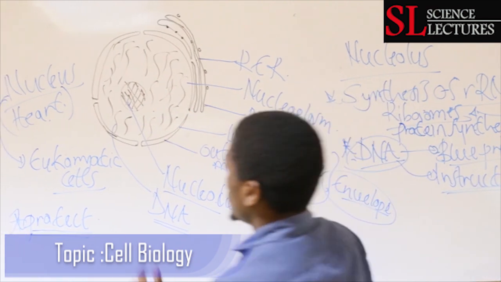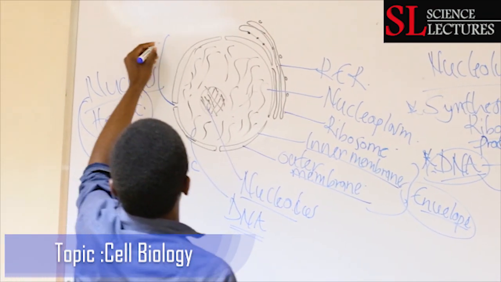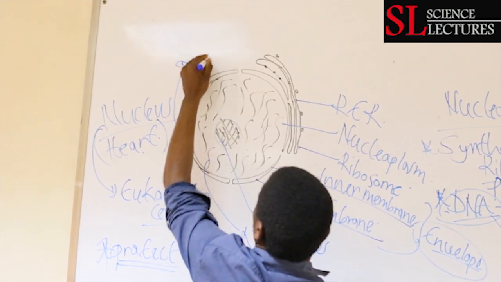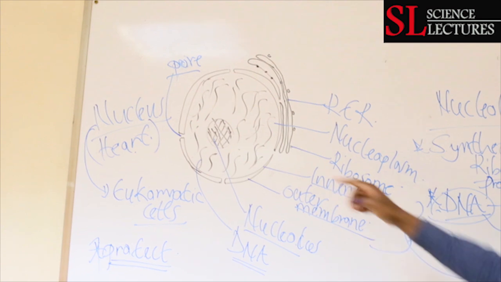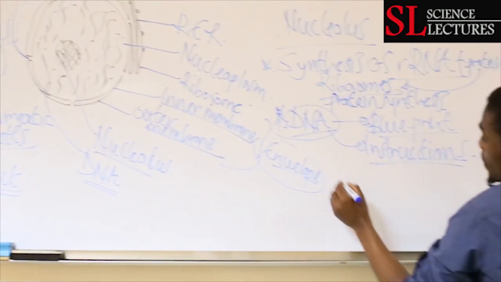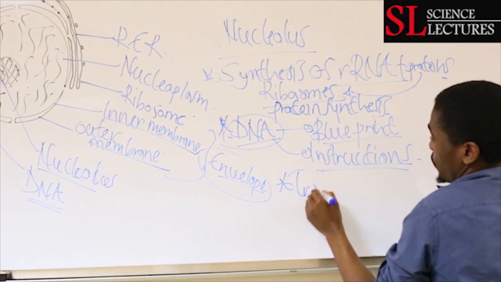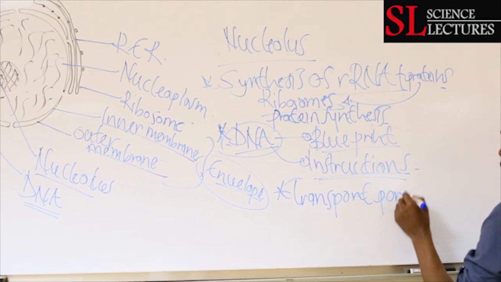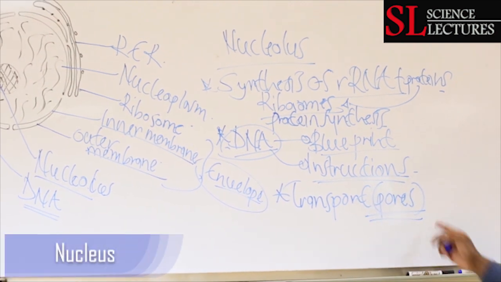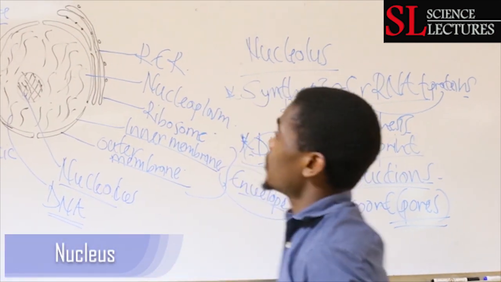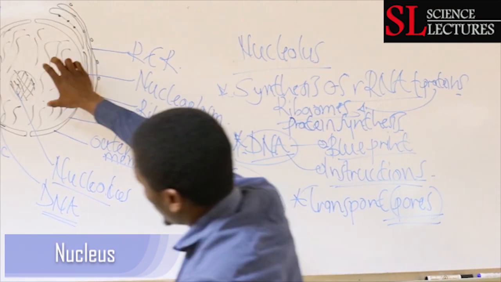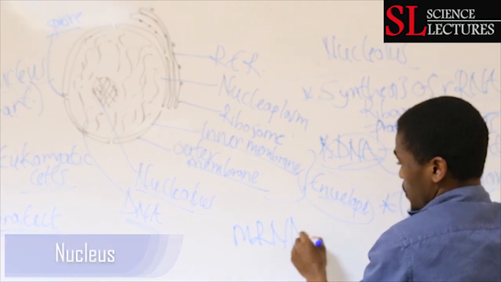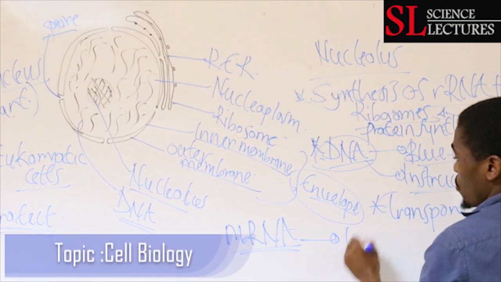Then the pores. These are the nuclear pores. This one is a pore, an opening. The nuclear pores are for transport. What do we need to transport? Inside the nucleus is where we synthesize messenger RNA, in a process we call transcription.